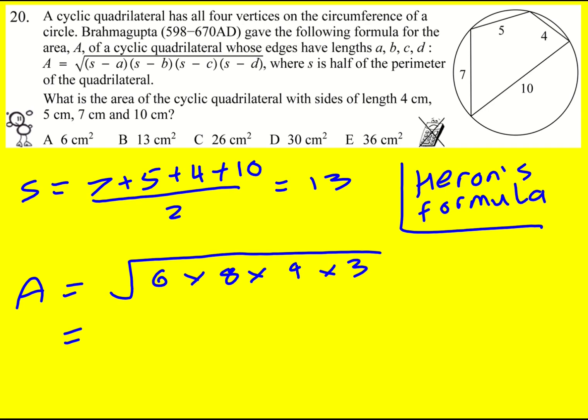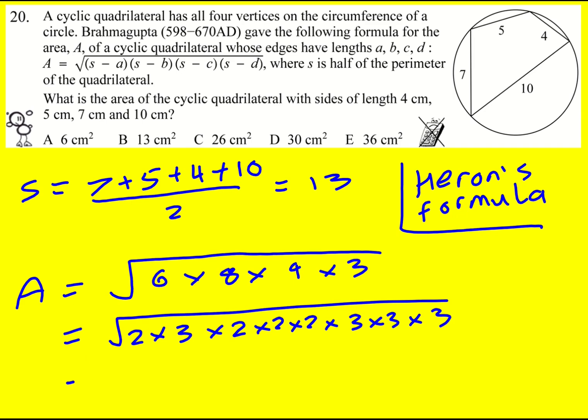Okay, so we just got to work this out. We could multiply it all together and then get the square root, but actually there's a better way. We can write it as a product of prime factors. So 2 times 3 times 2 times 2 times 2 times 3 times 3 times 3. So I've got 2 to the power of 4 times 3 to the power of 4, all square rooted. You could even write this as 2 times 3 to the power of 4.